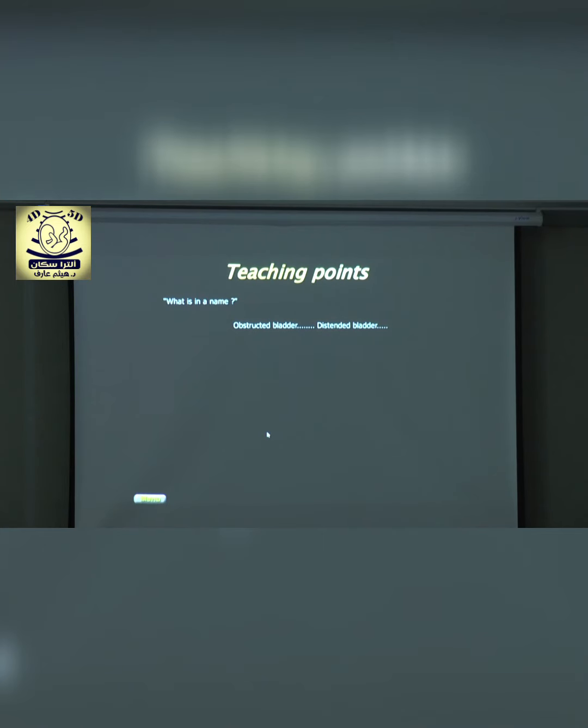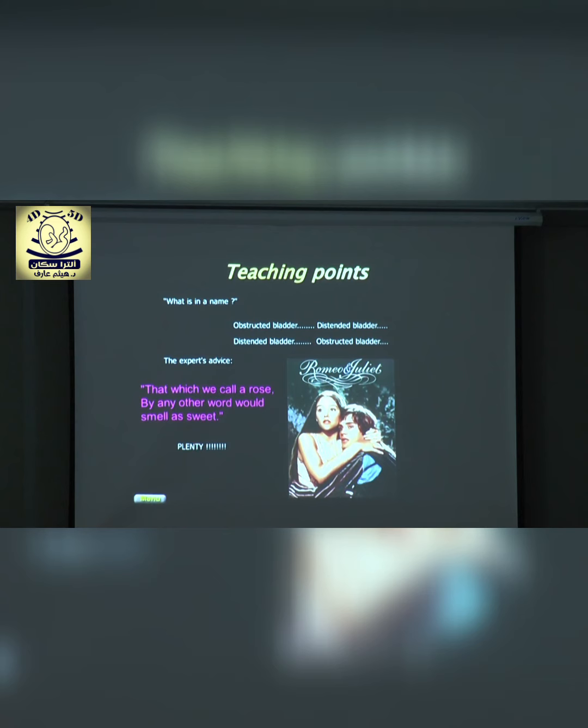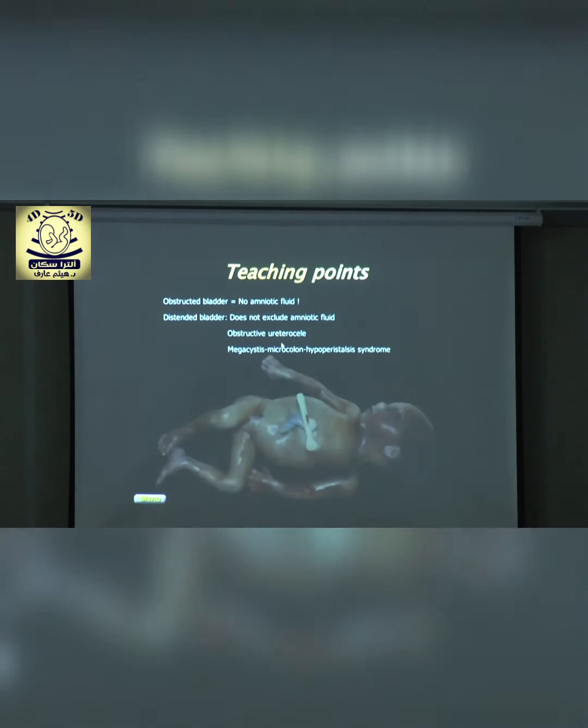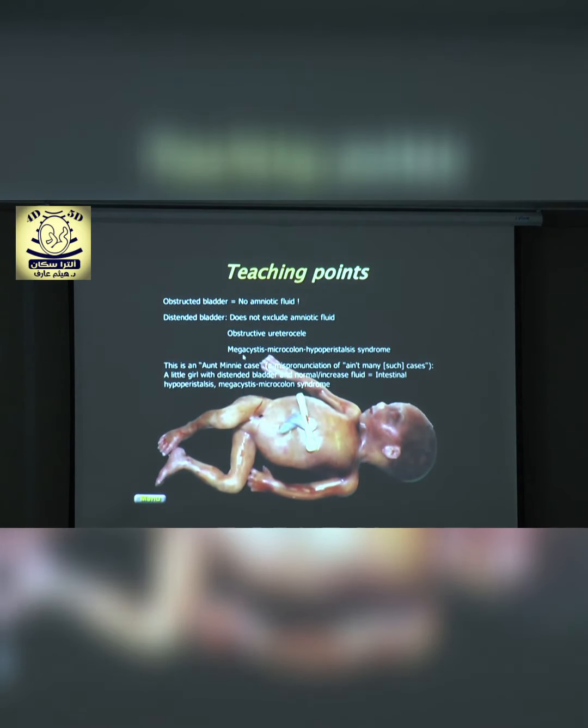Obstructed bladder versus distended bladder. If you ask what difference does it make for the name, it makes a big difference because you go and do the search in the wrong direction. So you have to be precise in the terminology that you're using. So this baby is going to die not from the obstruction of the bladder, she's going to die from the hypoperistalsis syndrome and the microcolon. So there's no point in continuing the pregnancy, and there's no point in doing a shunt. This little girl is not going to survive.